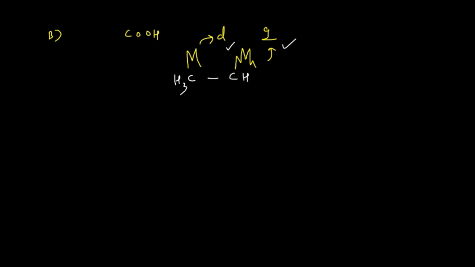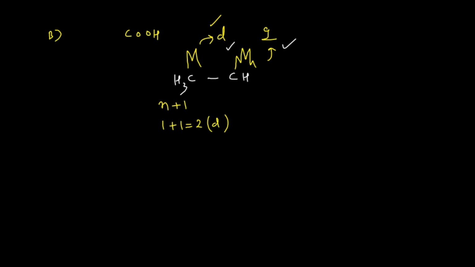Now you know, if you want to decide the splitting pattern of these three hydrogens, you need to check the hydrogens on the vicinal carbon. This is the vicinal carbon having only one hydrogen. If you apply the n plus 1 rule, you will put n plus 1 here. So 1 plus 1 equals 2, and 2 means doublet. That's why this doublet is here.